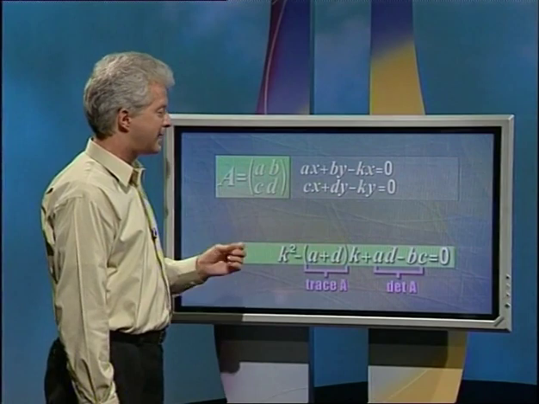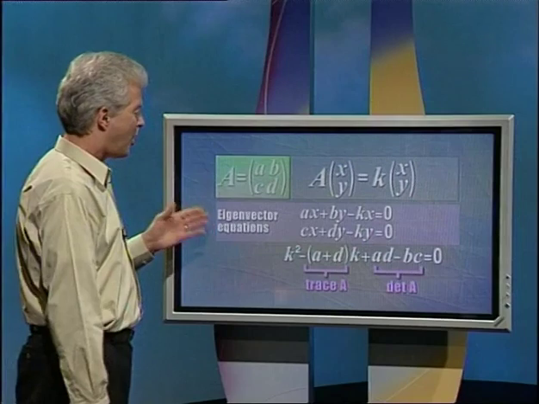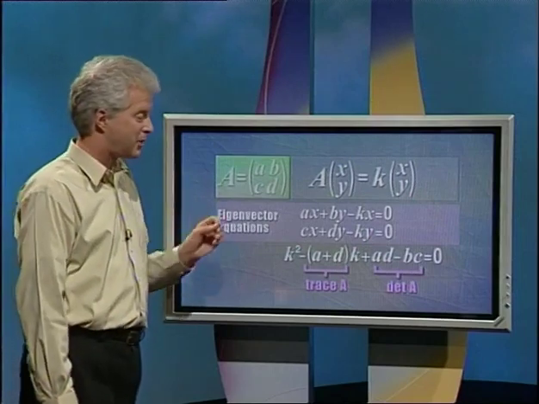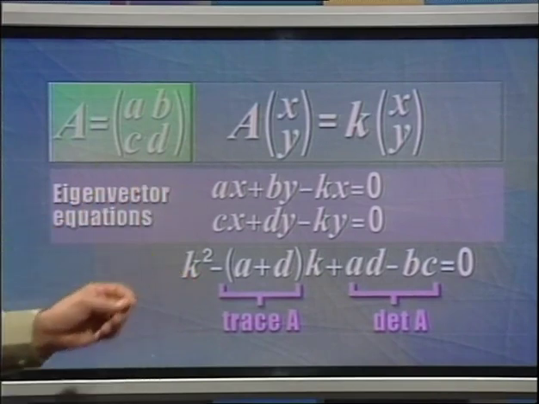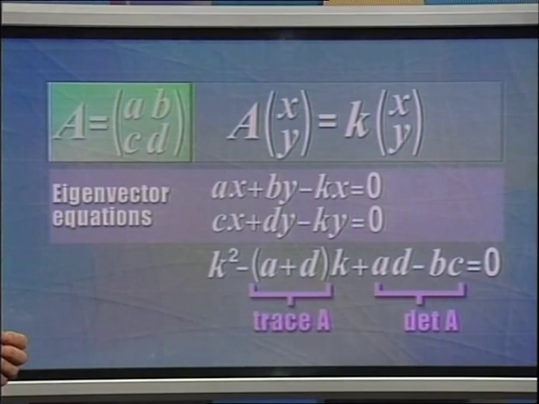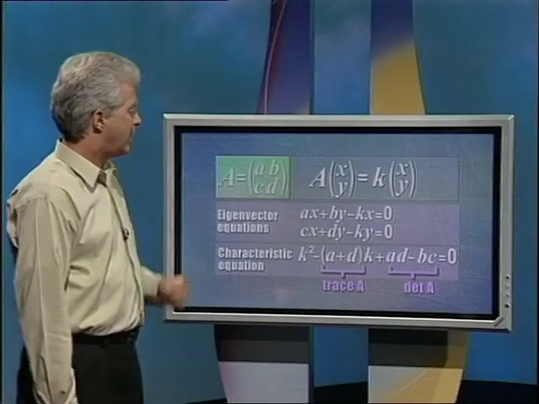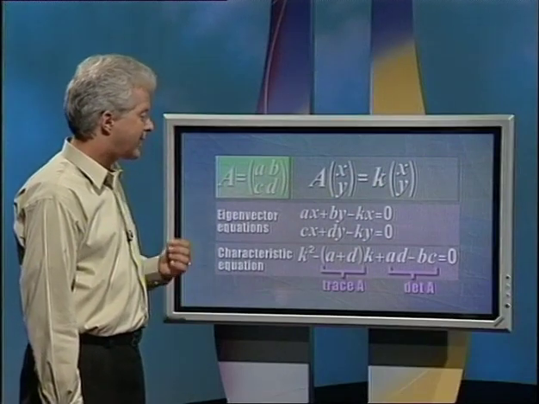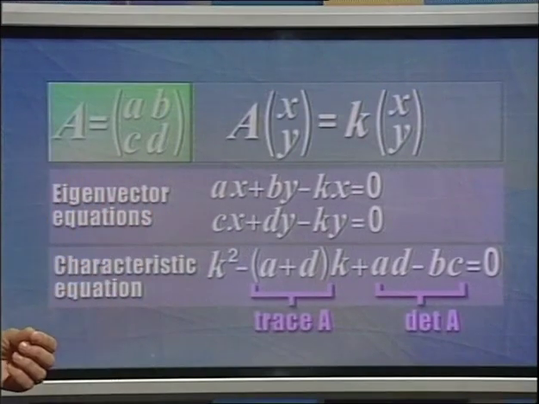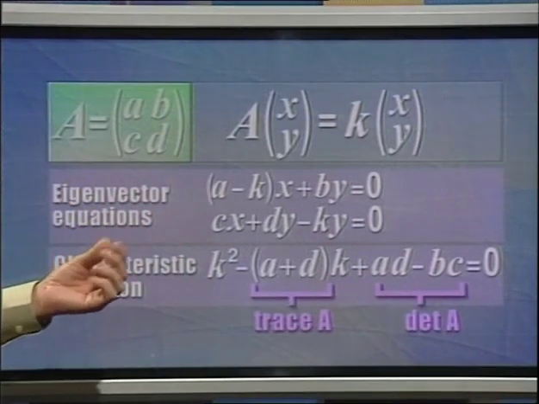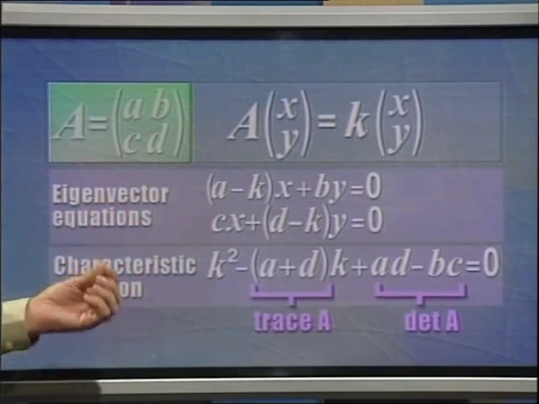Now let's go back to our two simultaneous equations. ax plus by minus kx equals 0 and cx plus dy minus ky equals 0. We call these the eigenvector equations because once we've found k, we can find our eigenvectors from these equations. And the k squared equation, the quadratic equation, is called the characteristic equation for this particular problem. Now when you actually come to find the eigenvectors, it's helpful if the eigenvector equations are slightly rearranged as follows. (a minus k)x plus by equals 0 and cx plus (d minus k)y equals 0.